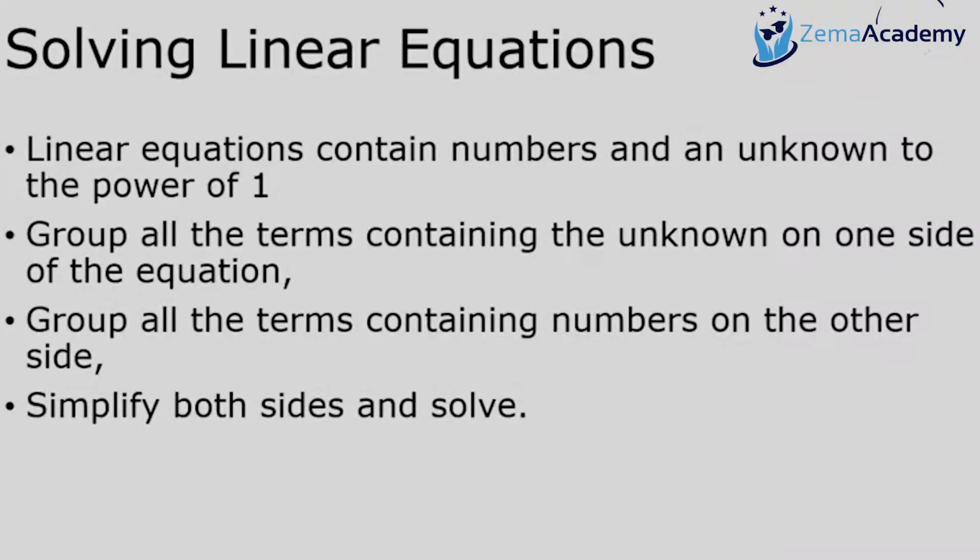We'll be solving linear equations. Now, these are equations that contain a mixture of numbers and an unknown to the power of 1. So there's no squared or cubed in here. We're just doing a standard linear equation with one unknown and some numbers. Now, the way we approach this is to group all the terms containing the unknown, for example, x, on one side of the equation. We group all the terms containing the numbers on the other side of the equation, and then simplify both sides to solve the equation.